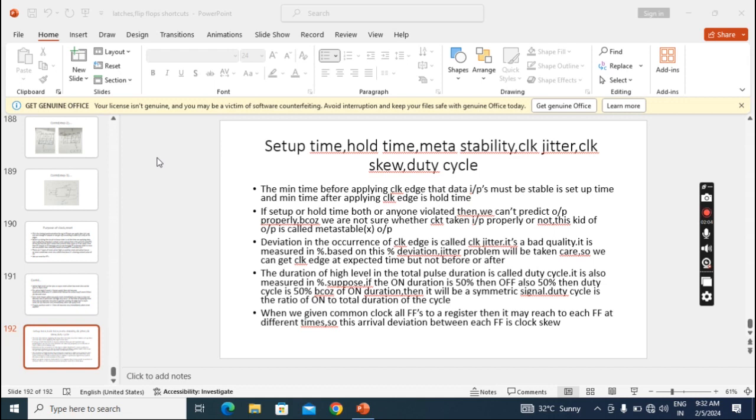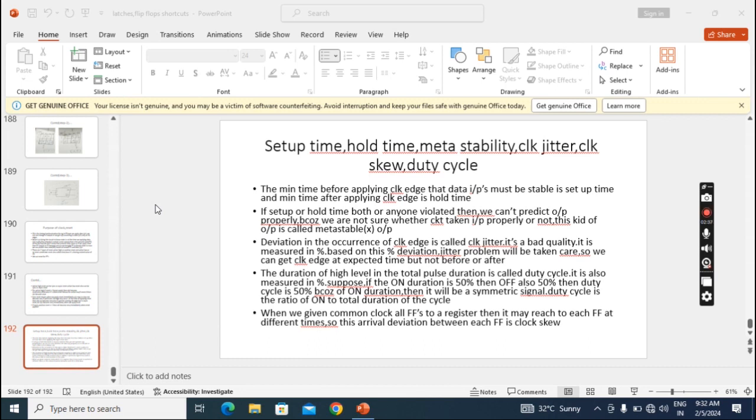It will be measured in percentage, so that based on that percentage, how much deviation is happening, we can understand it and solve that jitter. Okay. Then coming to clock skew. Suppose there is a register that contains different flip-flops. We are giving a common clock to all the flip-flops of that register. That common clock may reach each flip-flop of the register at different times. That deviation is called clock skew.